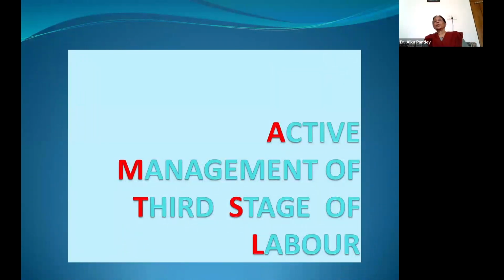So now, this is the third stage of labor where complications are likely to occur. So it has been seen that with expectant management of labor, where you do not use any medication, there is more bleeding, more postpartum hemorrhage than when you use these uterotonics. So now WHO has recommended active management of third stage of labor. Next slide, please.